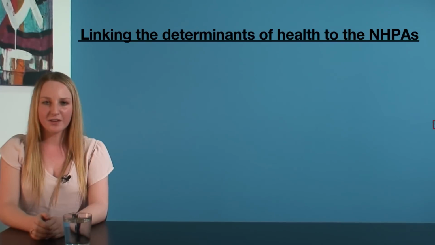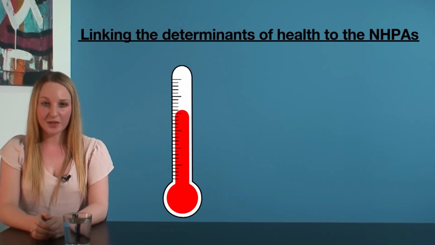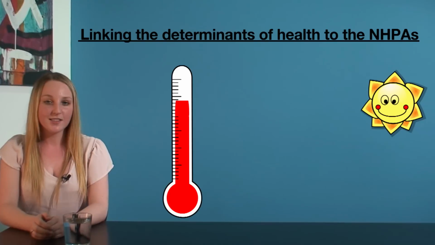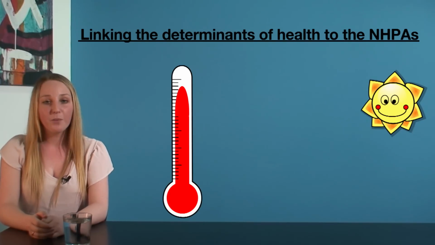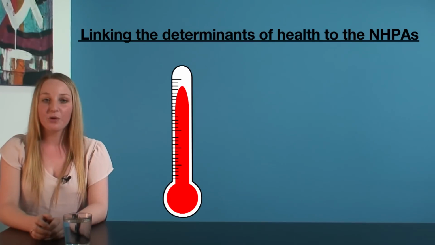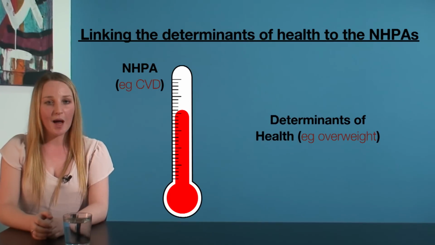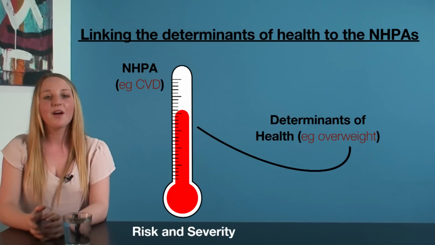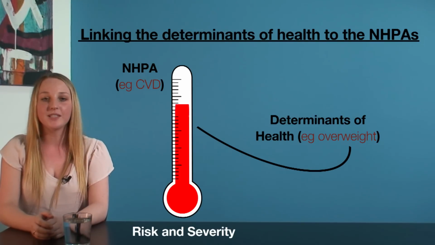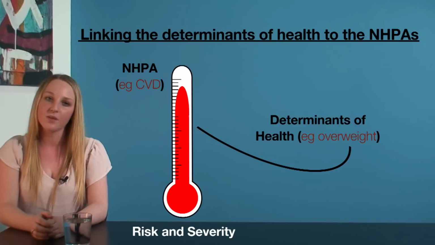We can think about it kind of like a thermometer. Thermometers are usually influenced by various factors, such as the time of year, the weather, and so on. For our purposes, these factors are replaced by determinants of health. So instead of the time of year influencing how high the temperature rises, we have the determinants of health influencing how high the risk and severity of the NHPA is.